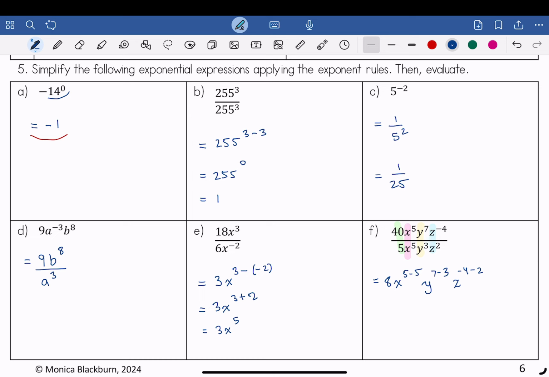Now we're going to further simplify it. It becomes 8 x to the power of 0, y to the power of 4, and z to the power of negative 6, which is equal to, so 8 x to the power of 0 is 1. So I'm not going to rewrite the 1 because 8 times 1 is simply 8. Then y to the power of 4 over z to the power of positive 6.